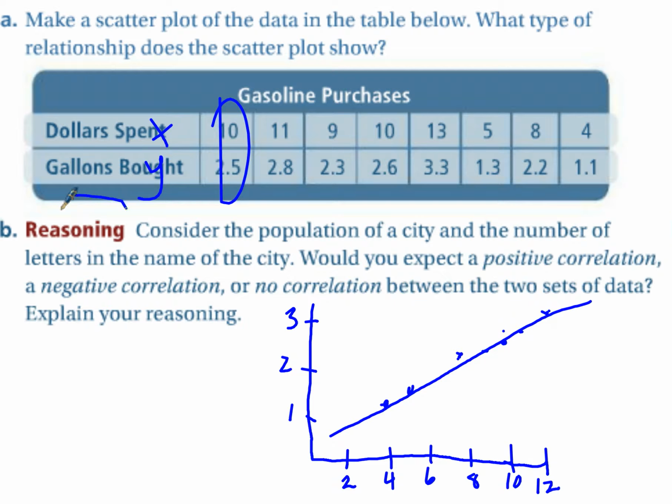Let's go back to answering B. B says, consider the population of a city and the number of letters in the city's name. Would you expect a positive correlation, negative correlation, or no correlation between the two data sets? Well, quite frankly, the population of a city has no impact on the letters that are in the city's name, so this would have no correlation.